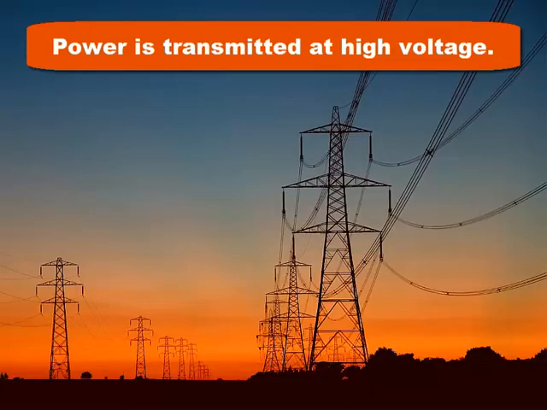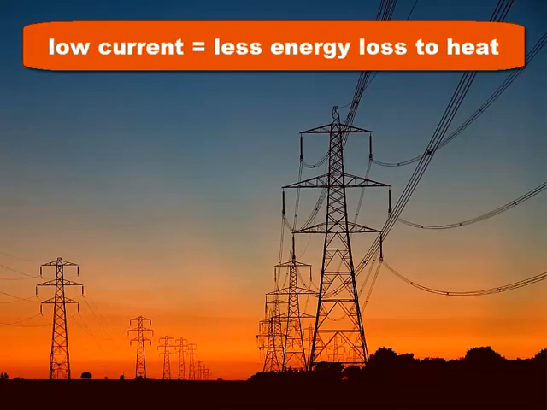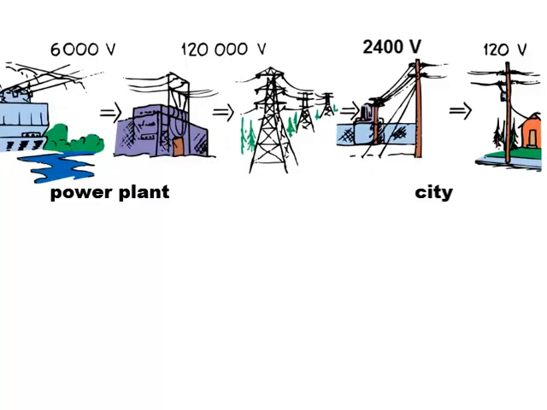Power is transmitted great distances at high voltages and correspondingly low currents. This reduces energy losses due to the heating of the wires. Power can be carried from power plants to cities at about 120,000 volts or more, stepped down to about 2,400 volts in the city, and finally stepped down again to 120 volts for consumer use.